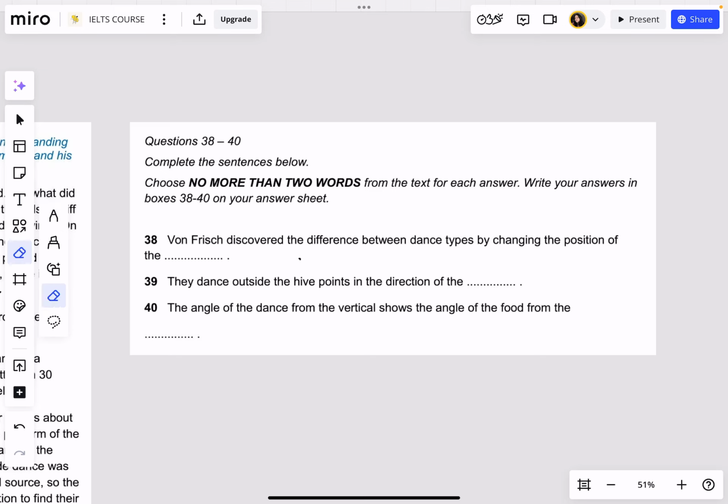Keywords. So, difference between dance type, I think it's very changing position of, and the hive points too.